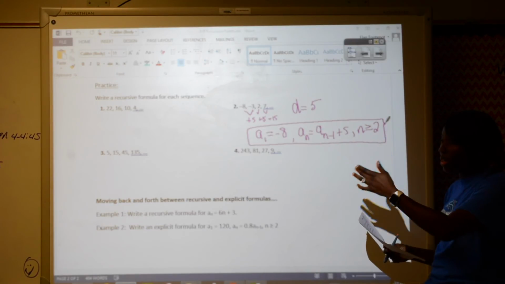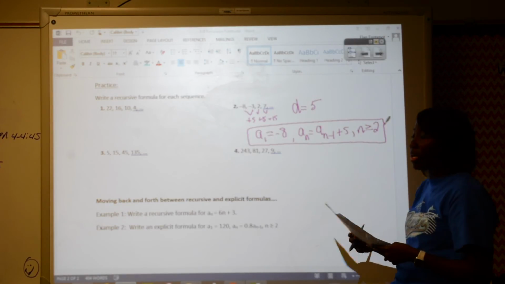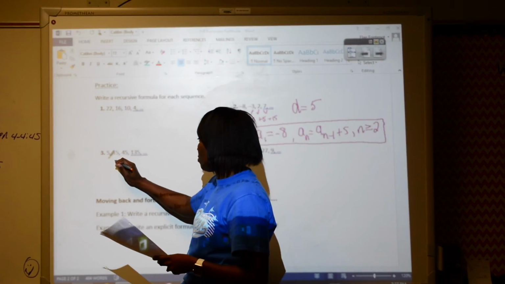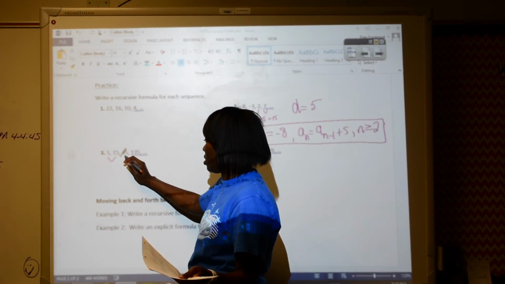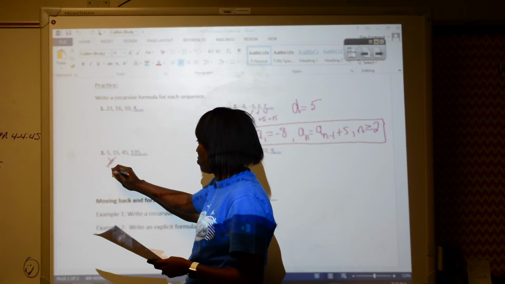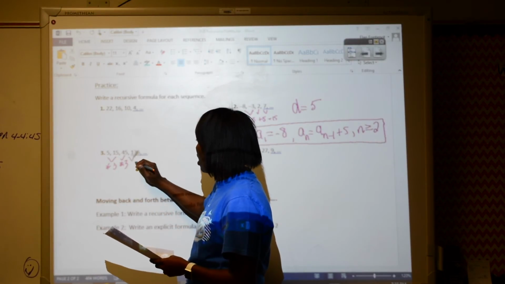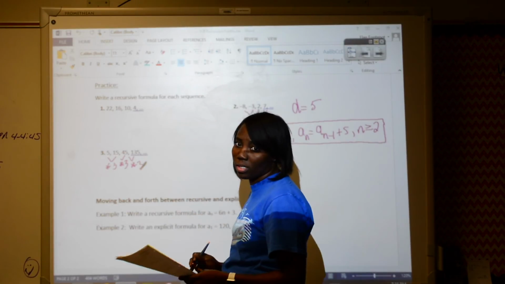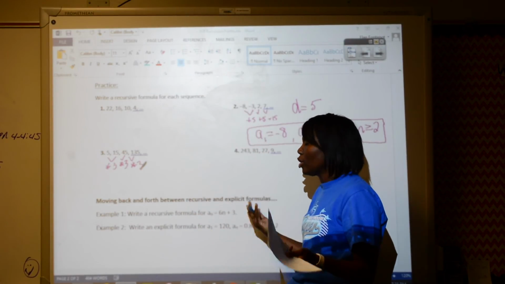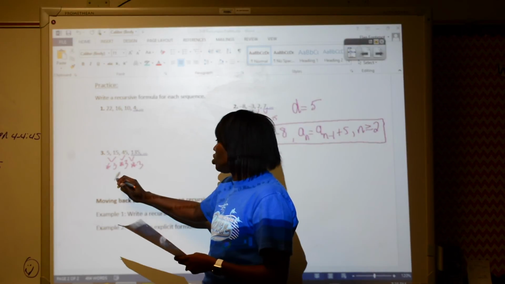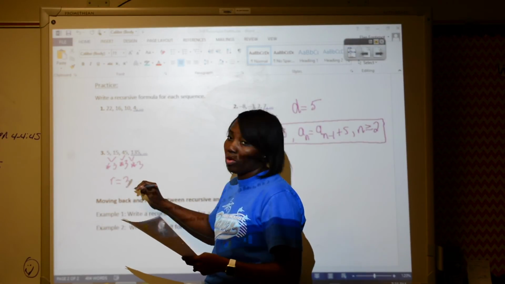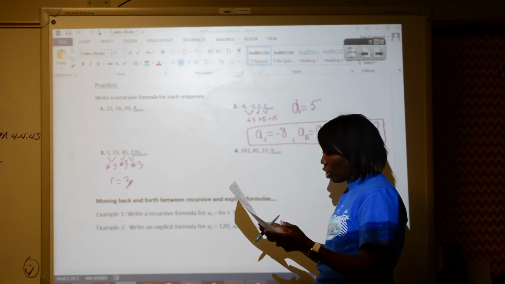Want to pause it and try 3 and 4 on your own? You can. If you still don't get it, let's look at it. Here, we see we can't do plus 10, plus 10, plus 10, it doesn't work, so this one is times 3, times 3, times 3. So what kind of sequence is this? You should have said geometric. Since it's geometric, we know our r is equal to 3. So we have a common ratio.